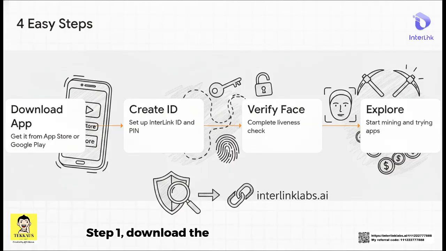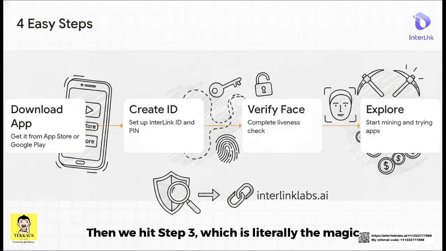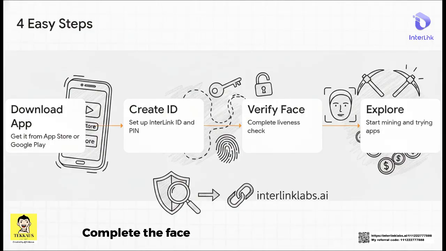Step 1, download the official app from the App Store or Google Play. Step 2, create your InterLink ID and set up a highly secure PIN. Then we hit Step 3, which is literally the magic ingredient that makes this entire ecosystem function. Complete the face verification liveness check to officially become a recognized human node. And Step 4, just explore the app and start mining.